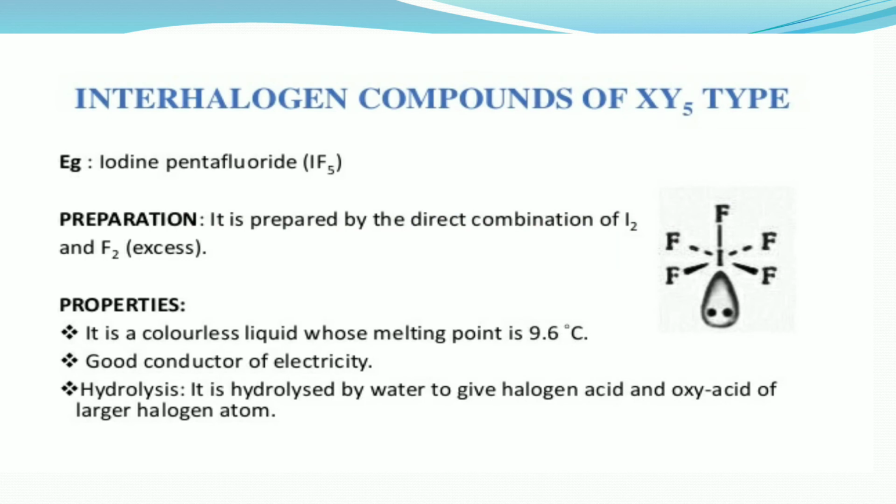Next we are going to learn the type, that is XY5 type of interhalogen. Example is IF5. It is prepared by the direct combination of I2 and excess F2. Properties: it is a colorless liquid whose melting point is 9.6 degrees. It is a good conductor of electricity. It is hydrolyzed by water to give halogen acid and the oxyacids of the larger halogen.